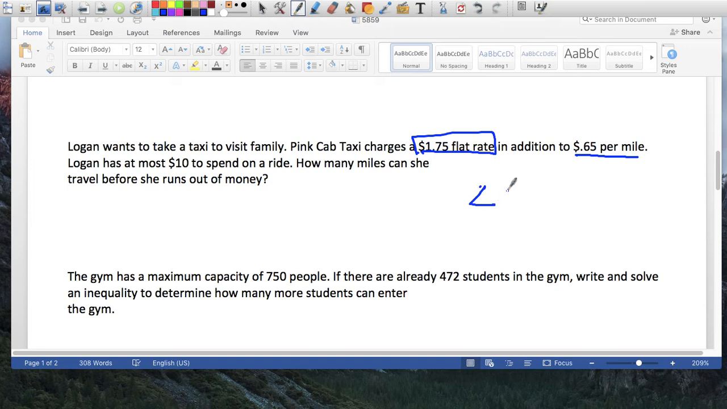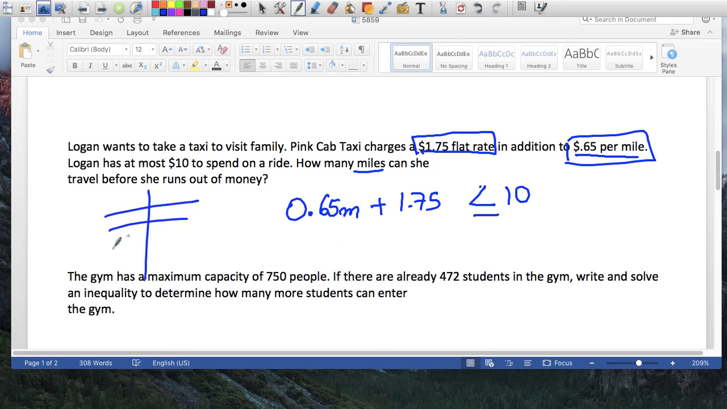So at most means that he has $10 or less, right? He can't spend more because he doesn't have any more. So here's our unknown, M miles, and I know the relationship is 65 cents per mile. And then plus I have to pay the taxi 1.75 just for sitting in there. M times 0.65 plus 1.75 is less than or equal to 10. Going backwards is going to be minus 1.75 and then divided by 0.65.